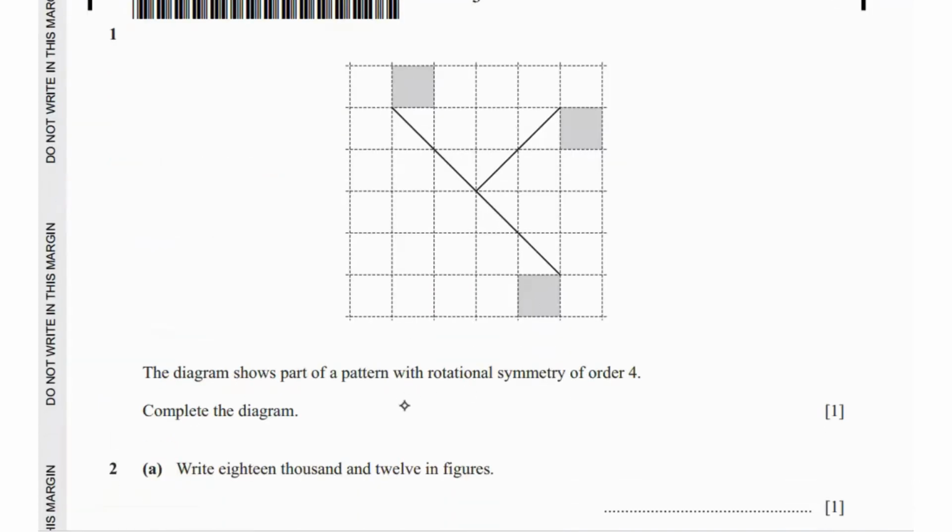So it says the diagram shows part of a pattern with rotation symmetry of order 4. We have to complete the diagram. So for rotation symmetry of order 4, the pattern will be this extended, and then we will shade this square. Why? Because if we rotate the shape 4 times, it will look the same. Because you can already see that the 3 squares are symmetrical. So the 4th one will be here. So the order of rotation symmetry is 4.